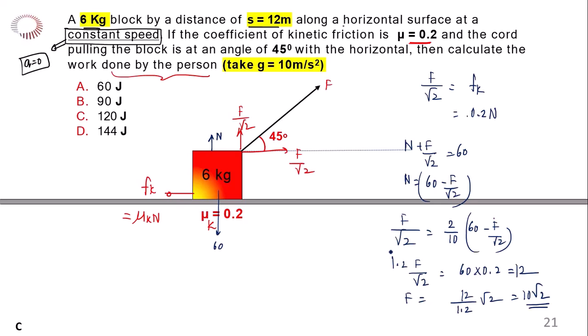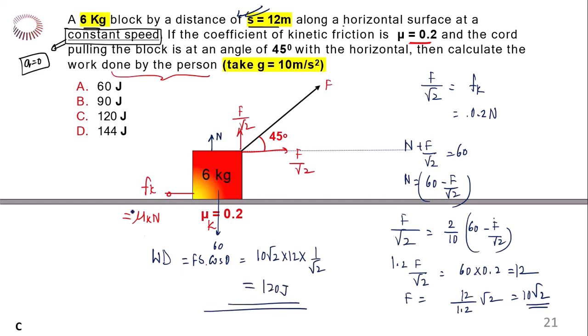Corresponding to that, what is the displacement? The displacement is given as 12 meter. So with 12 meter displacement, work done should be equal to how much? F into S cos theta. F is how much? We got it as 10 root 2. S is 12 meter. And theta is 45 degree. Cos of 45 means 1 by root 2. So ultimately what do we get? 120. Okay. So that is the answer.